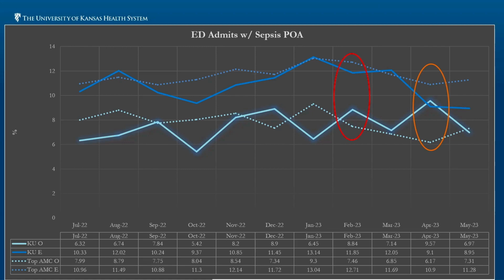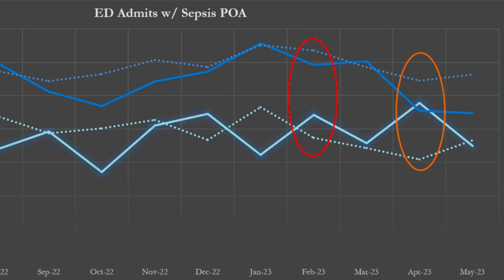We trend our mortality index, and we use Vizient. This is particularly looking at the O to E ratio, the observed versus expected mortality for sepsis patients. And this is the component of ED admits with sepsis present on admission. You can see observed mortality in lighter blue and the expected mortality in the darker blue. And we compare those to our cohorts, the top 10% academic medical centers, in the dotted line. Any area where we see a peak in the observed mortality and a decrease in the expected mortality, we hone in on those months and try to figure out exactly what happened and why our mortality index suffered.